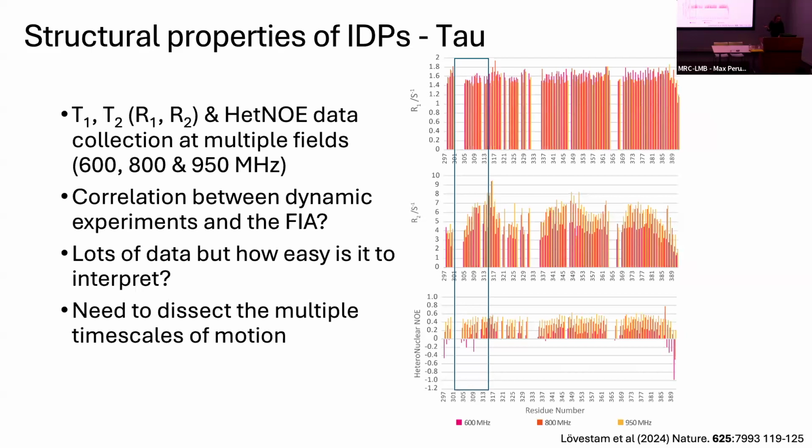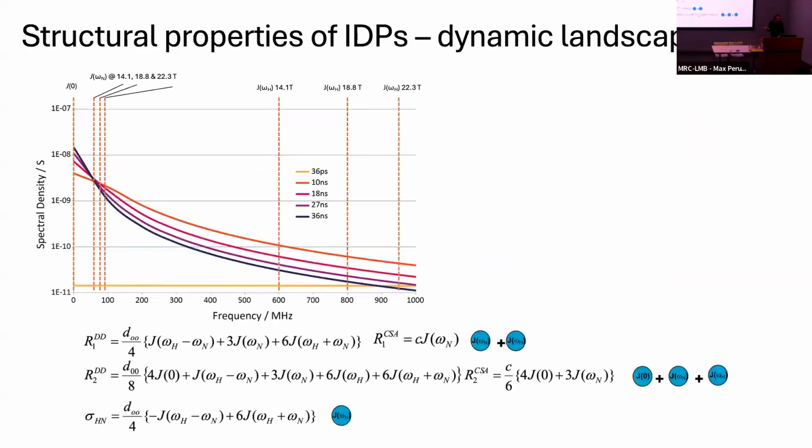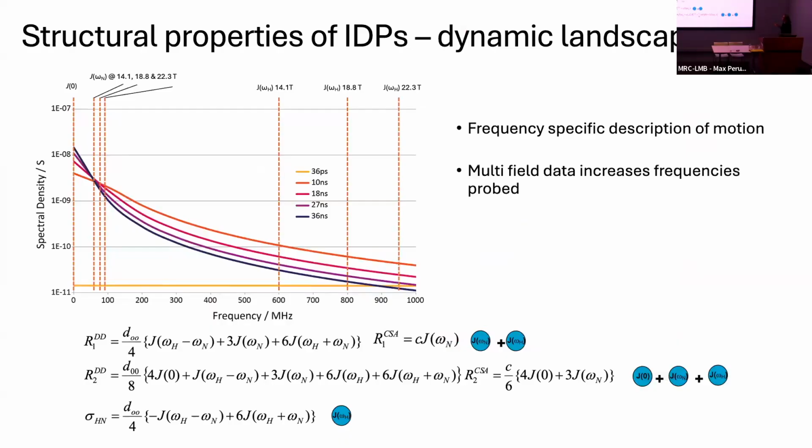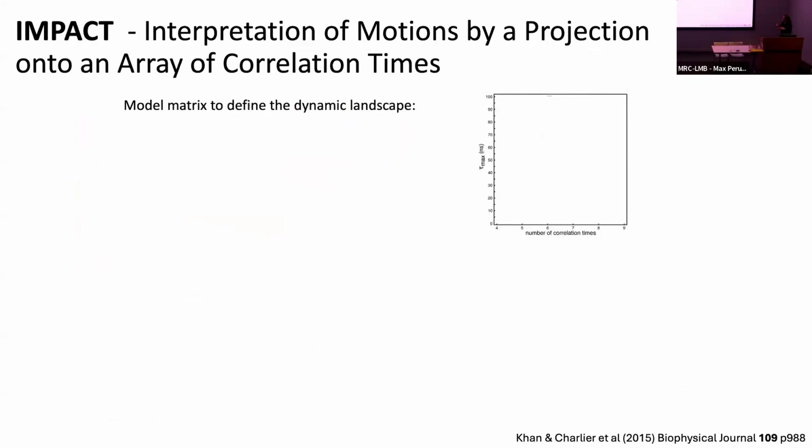But we could try and dissect our multiple timescales of motion, and we can do this by looking at the spectral density. I don't want to say too much about this, but do you remember before I said that T1 and T2 sample motion on multiple timescales, unlike the heteronuclear NOE? Well, if you collect data at multiple fields, you can then extrapolate frequency-specific motion. And so the more fields you probe, the bigger the window of frequencies of motion. But these data sets are still really complex. Can we distill it down a bit more?